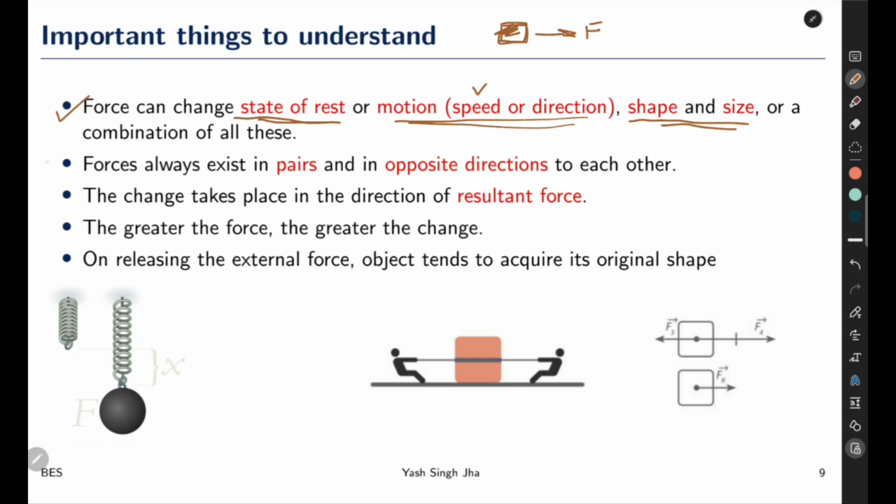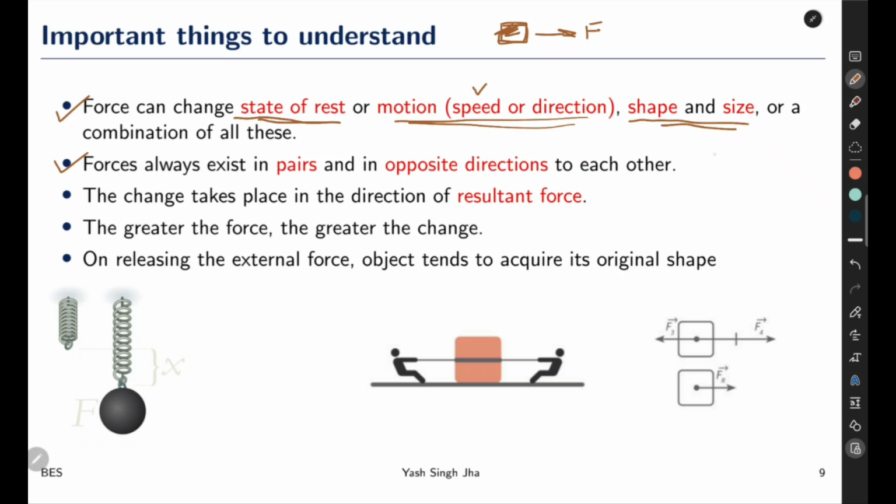Next, force always exists in pairs and in opposite directions to each other. It's a consequence of Newton's third law of motion: every action has an equal and opposite reaction to it. So forces always exist in pairs and in opposite directions.